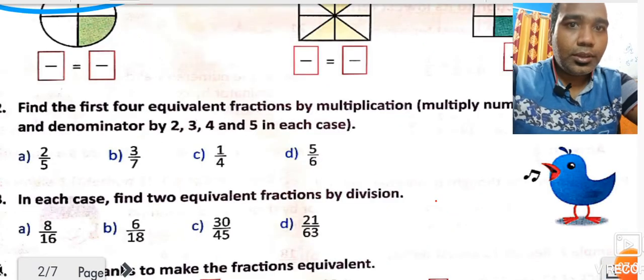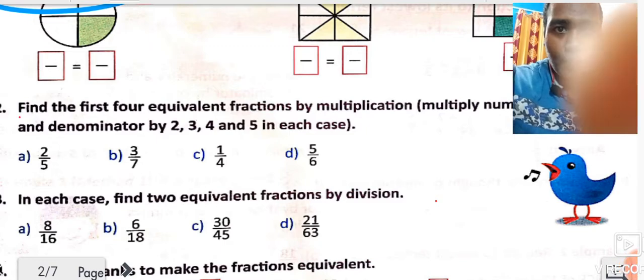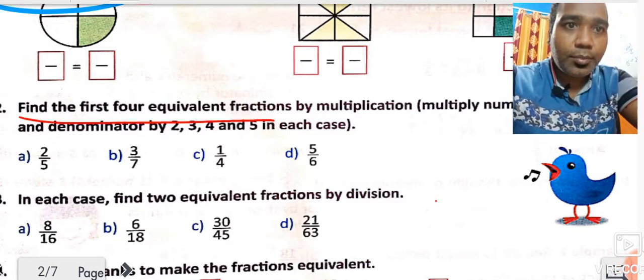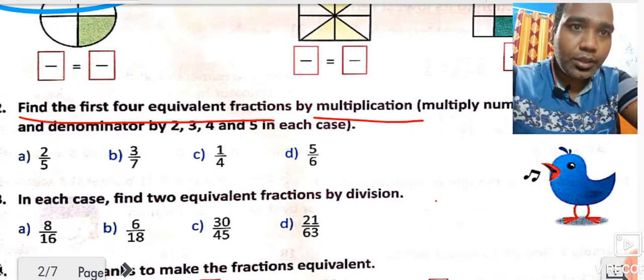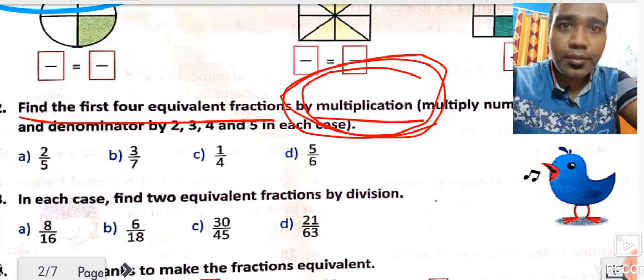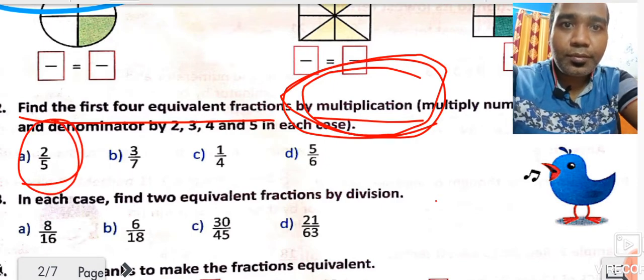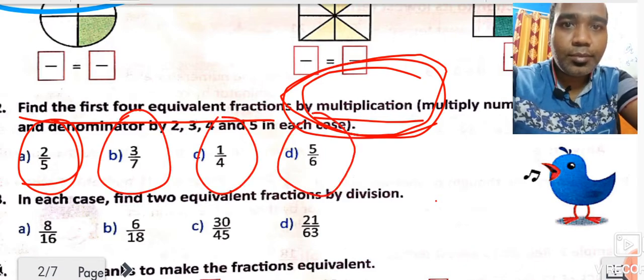So now you can see here in the exercise. In the exercise, find the first 4 equivalent fractions by multiplication. Okay. So we were multiplying numerator and denominator, so this method is by multiplication. You have to find 4 equivalent fractions of 2 by 5, then 3 by 7, 1 by 4 and 5 by 6.